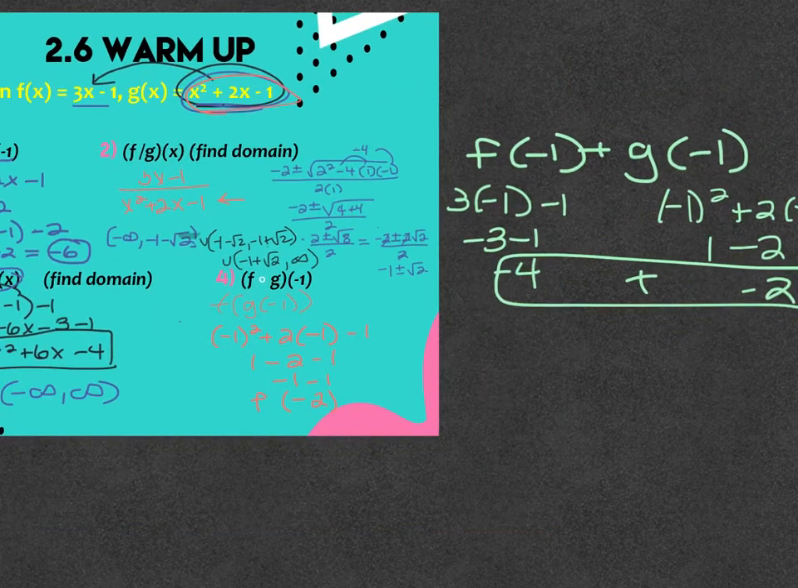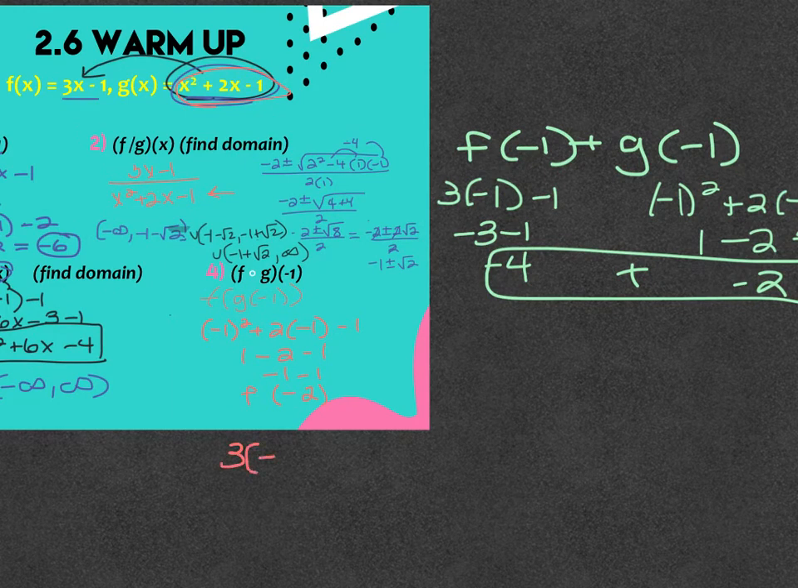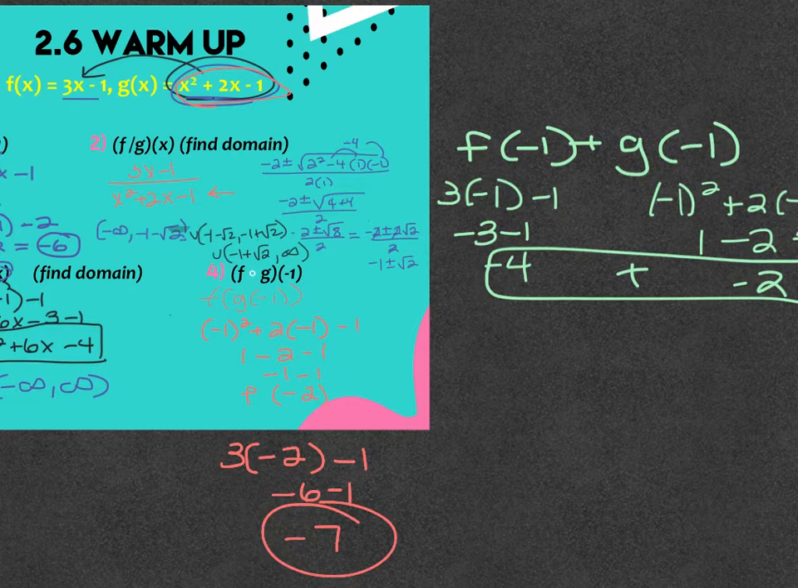So I get 3 times -2 minus 1, which is -6 minus 1, or -7. And remember, that's not like a two-part answer. The -7 is your answer. That's it. You go all the way to the end, and then that's your answer.